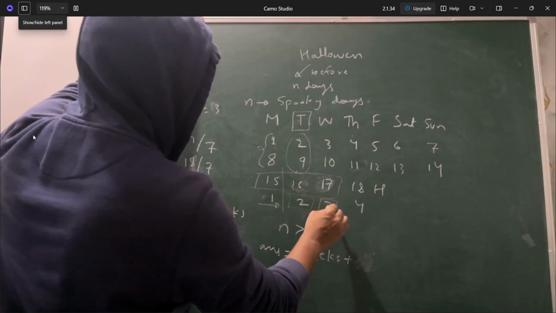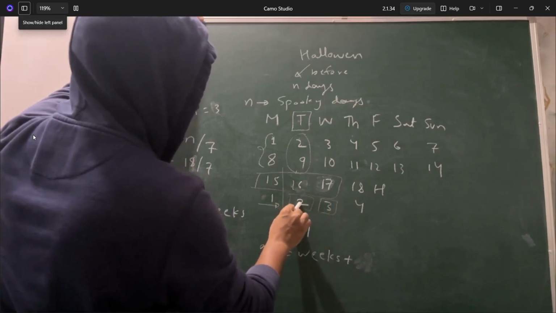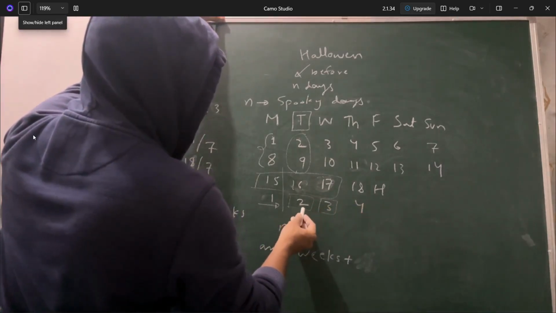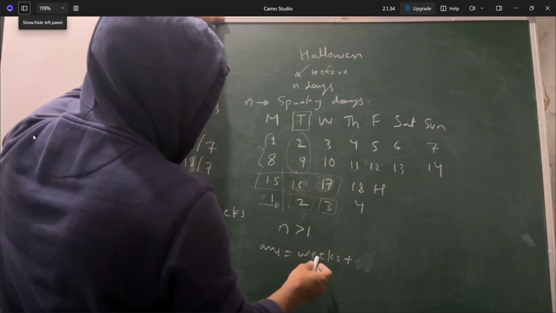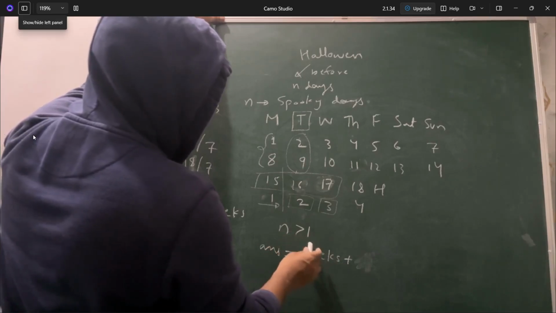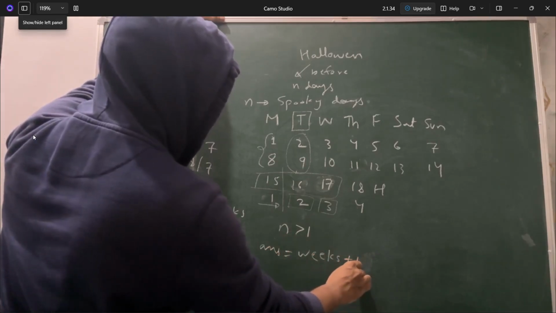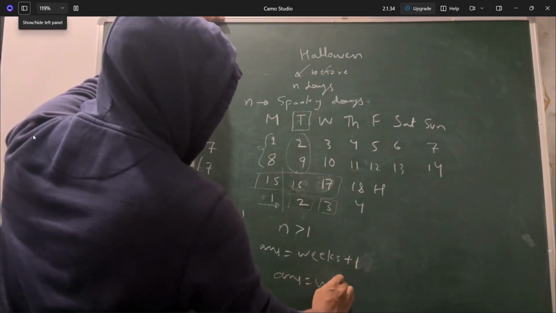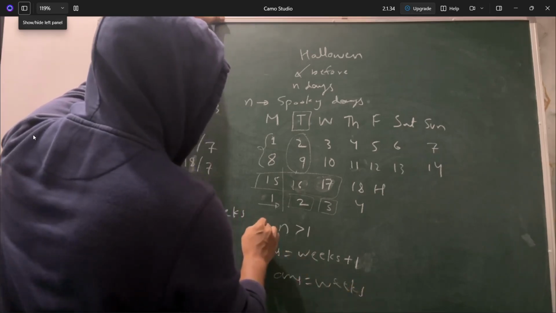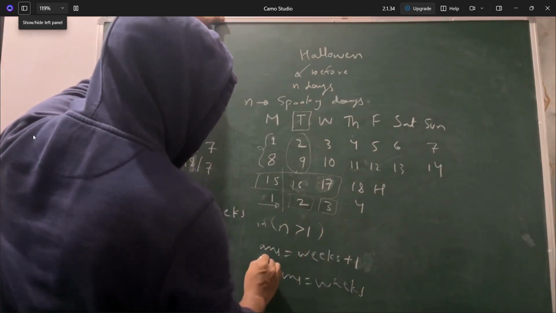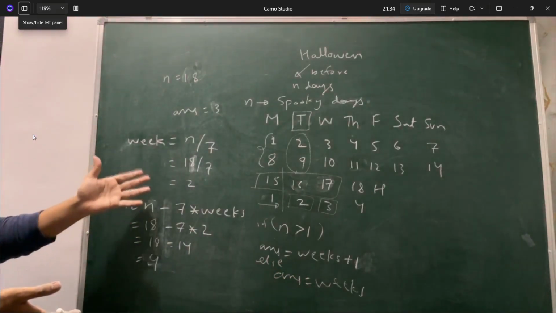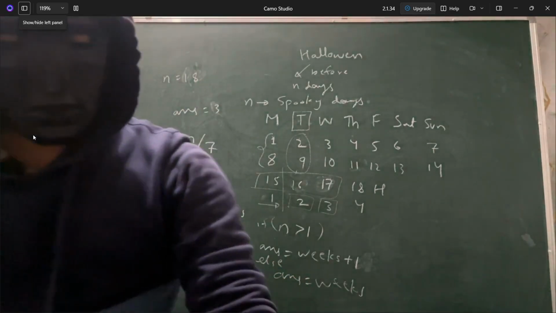When Wednesday is reached, previously you have reached Tuesday. So in this case n is 4, right? Which means you have reached Tuesday one time, so you will be increasing your answer by 1. If n is greater than 1, your answer will be weeks plus 1, else your answer will be basically weeks, right? If n is this, else your answer is this. So I think you guys got to know how to solve this. So basically a simple formula.